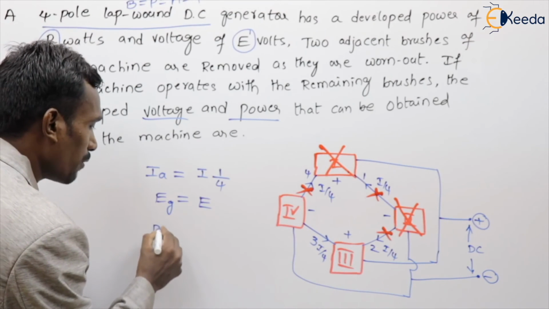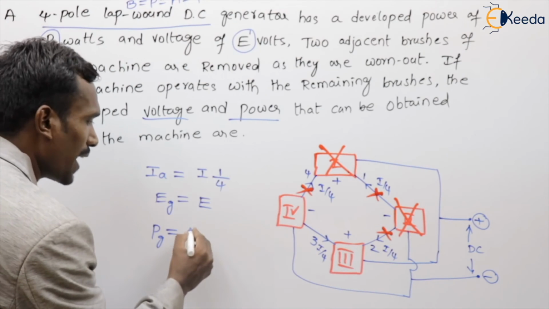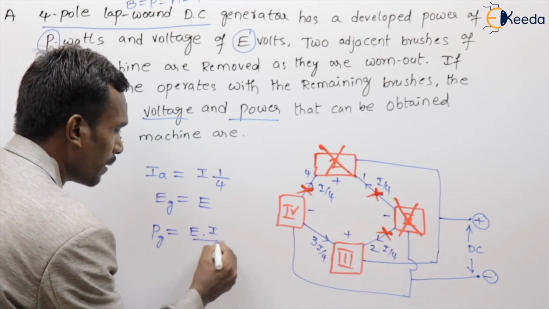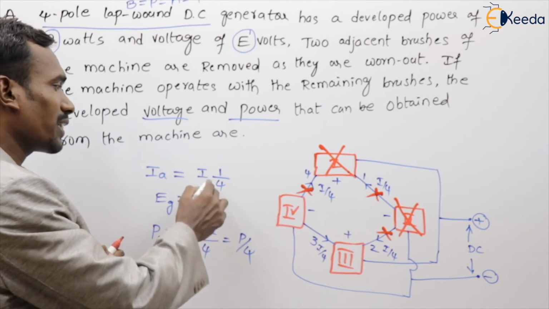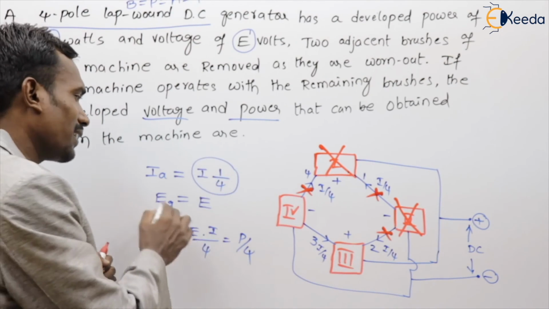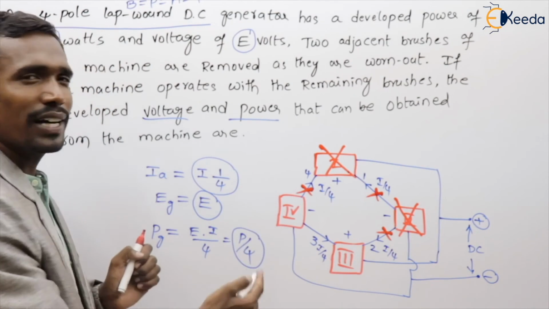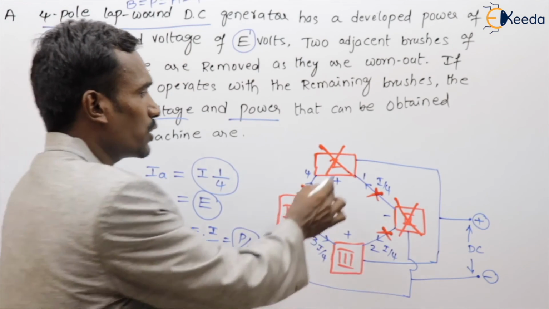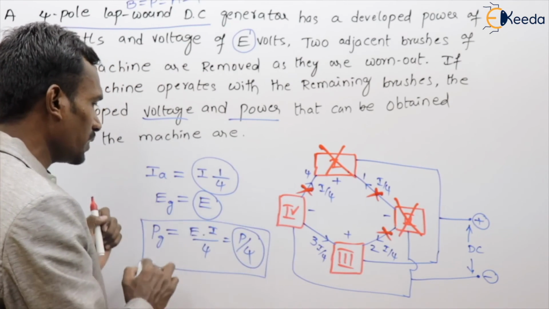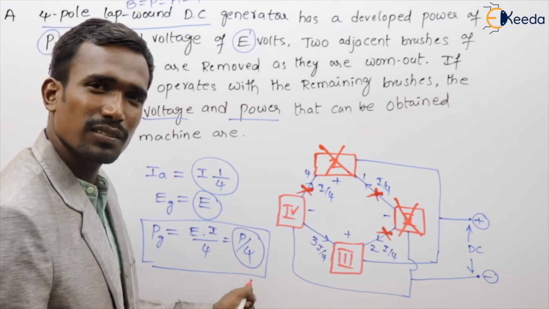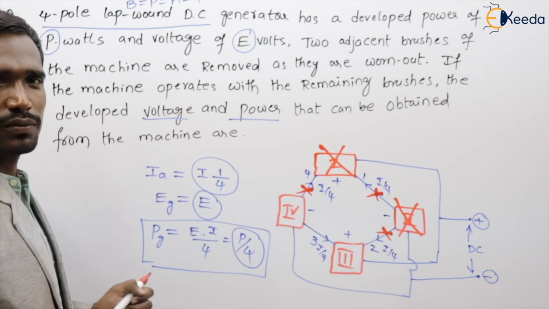Now tell me, what is the power developed by the machine? The power developed by the machine is equal to E into I, right? So E into I by 4, finally P by 4. The armature current is I by 4, the generated EMF is E, and the power developed is P by 4. Very simple question. When 2 adjacent brushes are damaged, the developed power in the machine is just 25%. 1 by 4, nothing but just 25%. This is about the question.